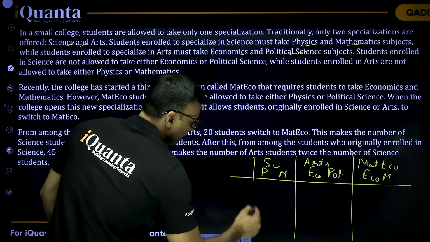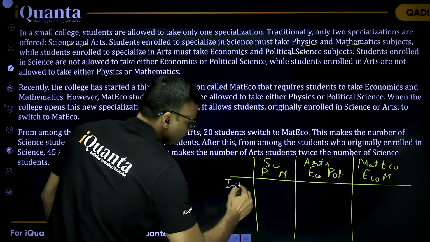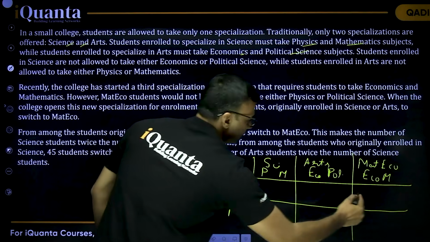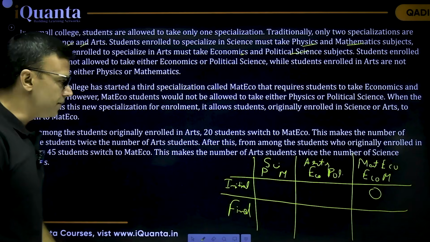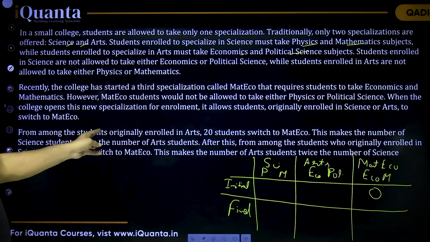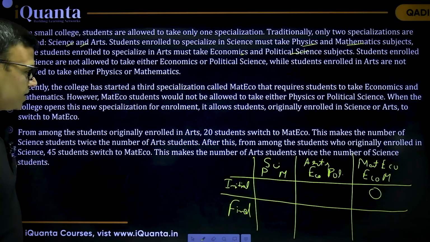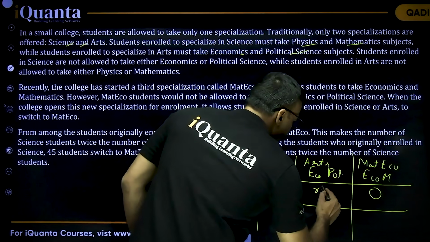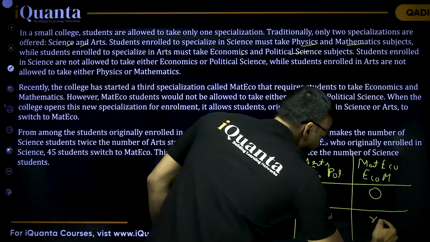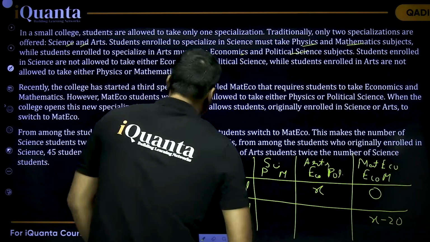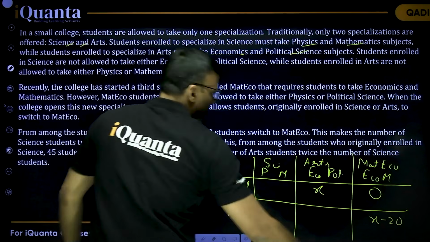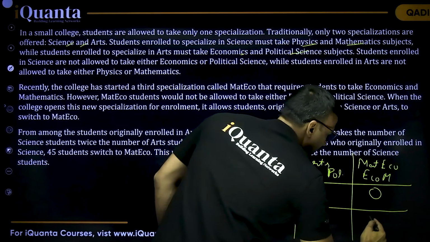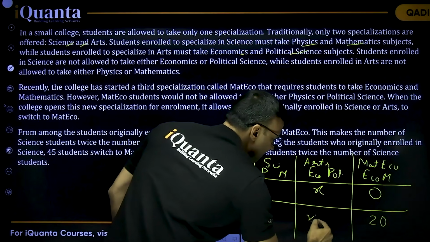Okay, so there is a situation here like this. There is an initial situation and there is a final situation. In the initial situation, there is nobody in Math Eco because that did not exist. Now, from among the students originally enrolled in arts, 20 switched to Math Eco. So suppose it was X. From this, 20 are gone, so this becomes X minus 20. That becomes 20. 20 people from this have joined Math Eco, and this becomes X minus 20.